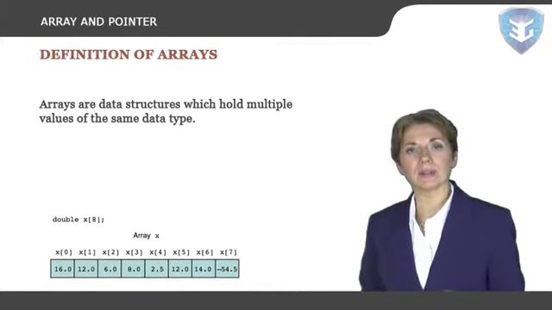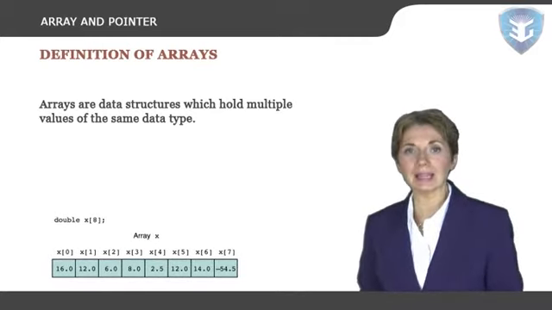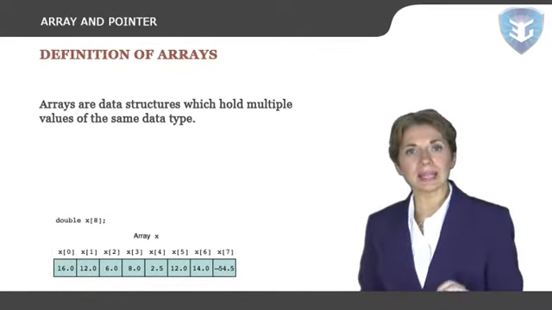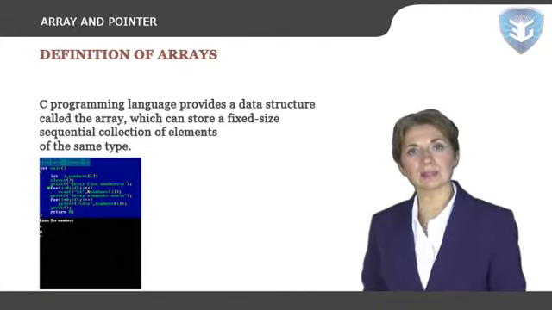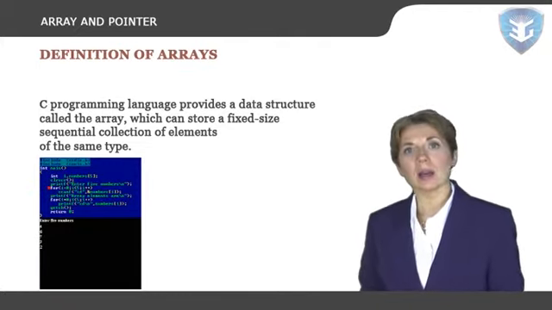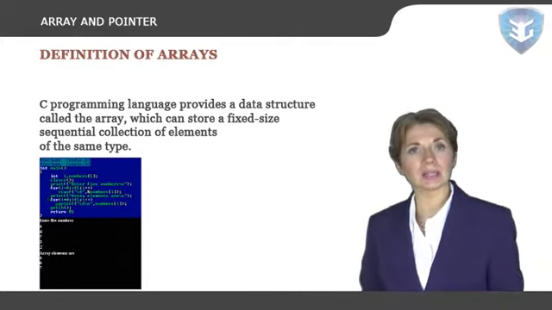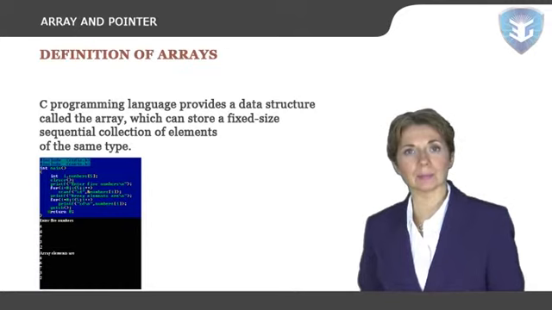Arrays are an example of a structured variable in which there are a number of pieces of data contained in the variable name, and there is an ordered method for extracting individual data items from the whole. C programming language provides a data structure called the array, which can store a fixed size sequential collection of elements of the same type. An array is used to store a collection of data, but it is often more useful to think of an array as a collection of variables of the same type.